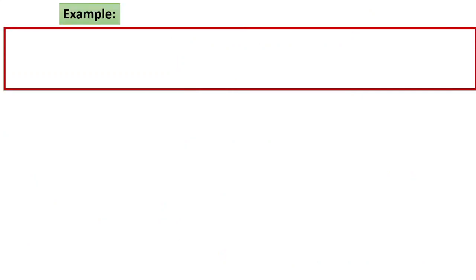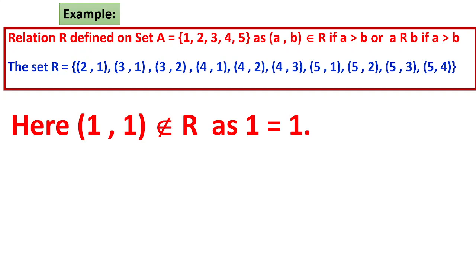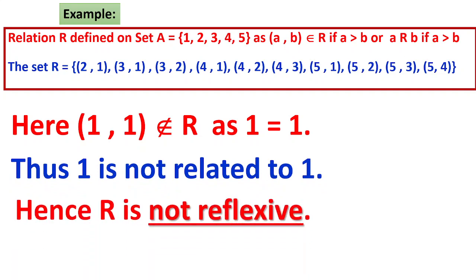Let us take some examples. Here I have taken 1, 2, 3, 4, 5, the same thing, A is greater than B. Here you have taken (2, 1), (3, 1), (3, 2), (4, 1) and so on. But here (1, 1) is not there, (2, 2) is not there, (3, 3) is not there. Therefore 1 is not related to 1, therefore it is not reflexive. I actually told one element is enough. (1, 1) does not belong to R, (2, 2) does not belong to R, like that.